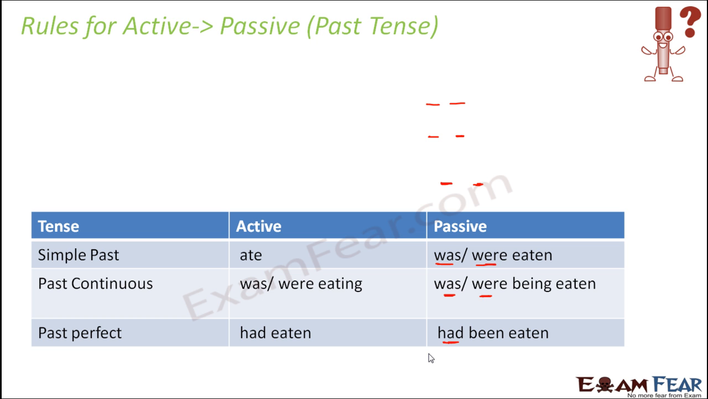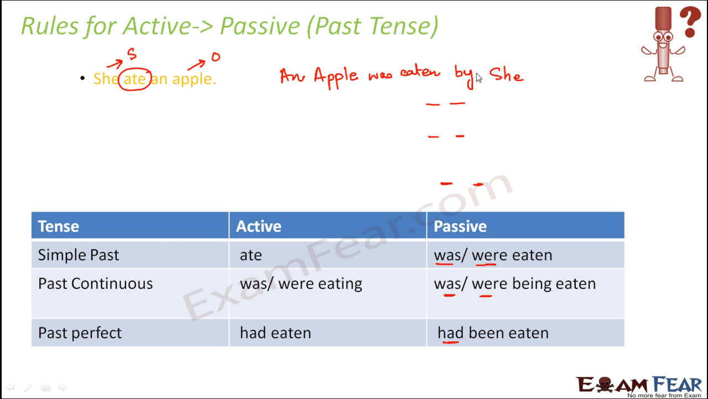Right? Now let us look at some examples. Let us take an example of a simple past tense, like she ate an apple. So here, what is the subject? She. What is the object? Apple. So first of all, we will interchange the subject and the object. That is, apple would be here and she would be at the end. Right? So an apple ate. Ate will change to was eaten. So an apple was eaten by she? No, by her. So an apple was eaten by her.